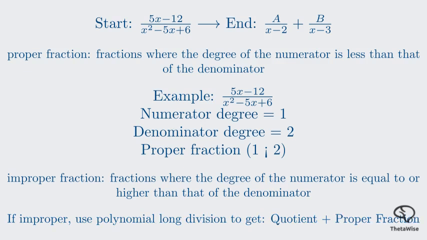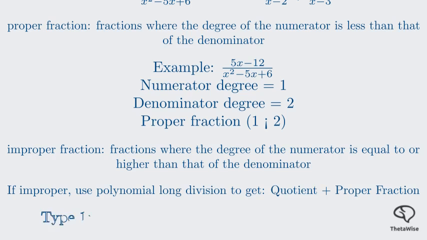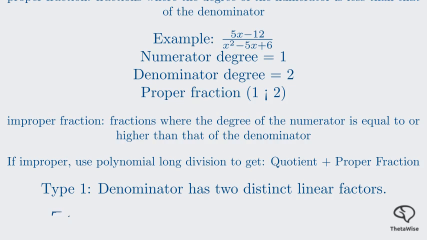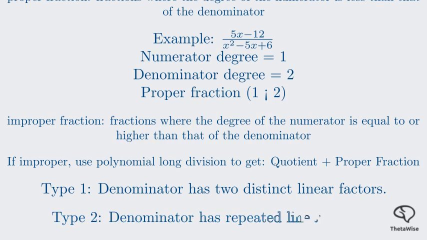In this course, we will focus on two main types of fractions that can be integrated using partial fractions. First, we have fractions where the denominator has two distinct or different linear factors. This means factors of the form x plus b and cx plus d that are not the same. Second, we'll cover fractions where the denominator has repeated linear factors. This means a factor like x plus b is raised to a power such as 2 or 3. These two types cover most of the problems you'll encounter.